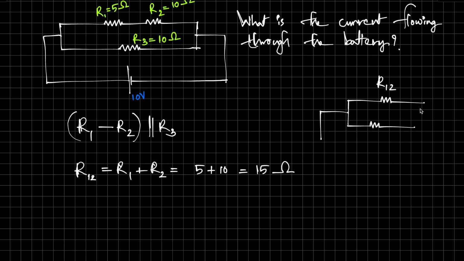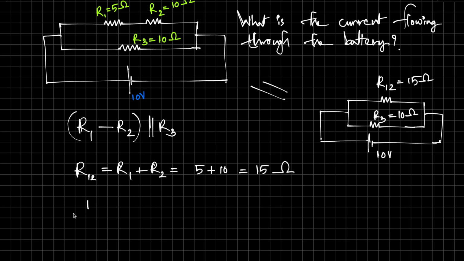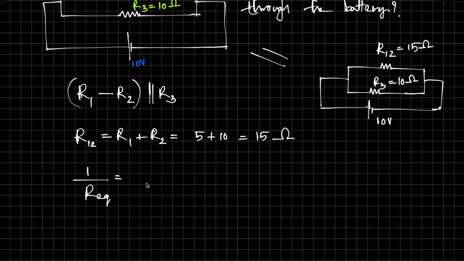We have R3 here, connected across a 10 volt battery. R12 is 15 and R3 is 10 ohms. Right? These two circuits are equal. So we replaced R1 and R2 with R12. Now R12 and R3 are parallel to each other. The equivalent resistance in this circuit is 1 over Req equals, we have R12 and R3 in parallel, so 1 over R12 plus 1 over R3.